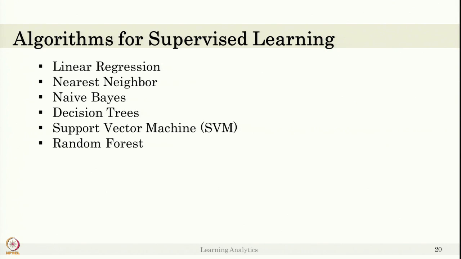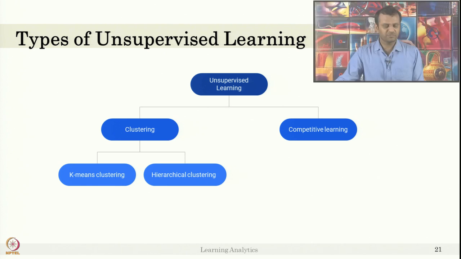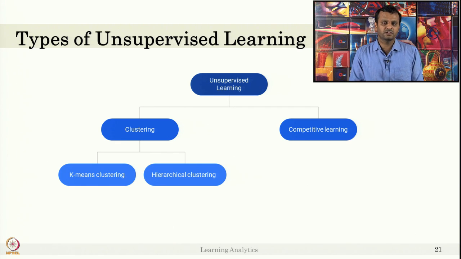There are a few algorithms for supervised learning: linear regression, nearest neighbor, naive Bayes, decision trees. We will see these algorithms in detail, not support vector machine or random forest, but we'll see the first four in detail. For unsupervised learning, there are two types, clustering and competitive learning. Like in supervised learning there's classification and regression, in unsupervised learning there are clustering and competitive learning. In clustering, there are many types. We just gave two of them here: k-means clustering and hierarchical clustering. We will discuss this in detail.